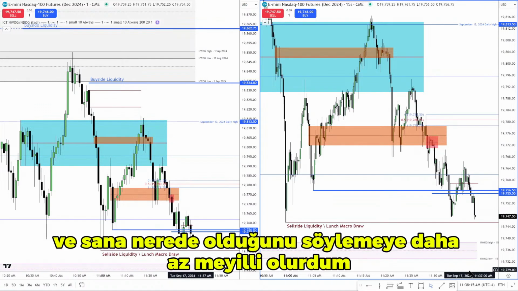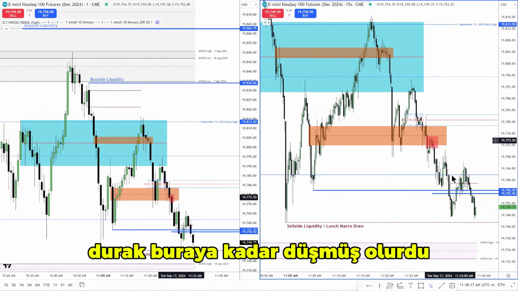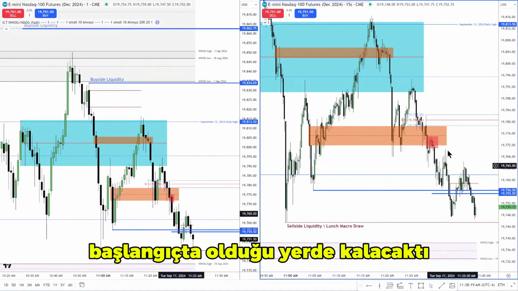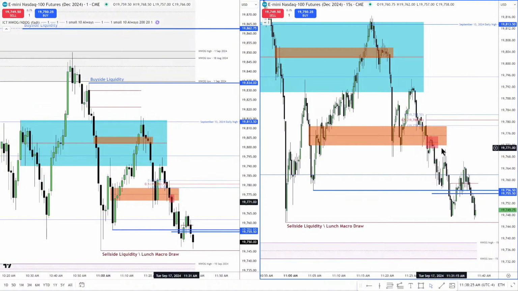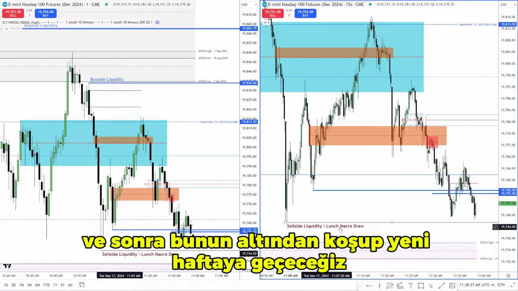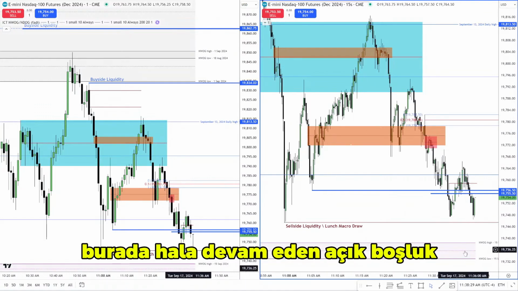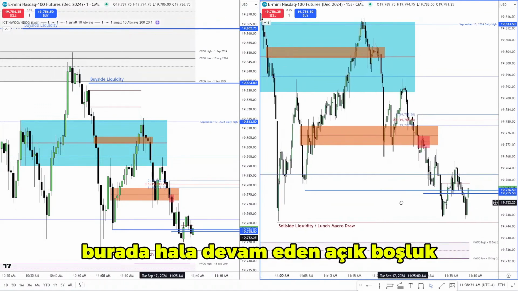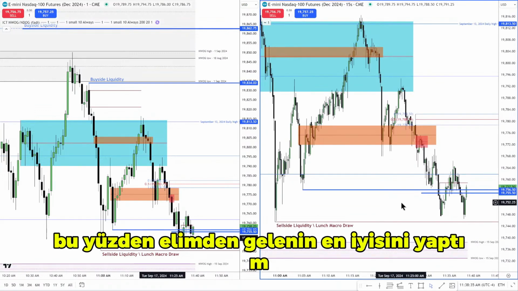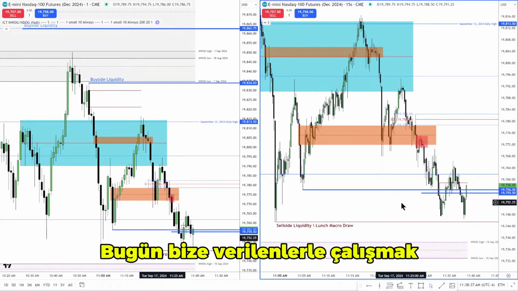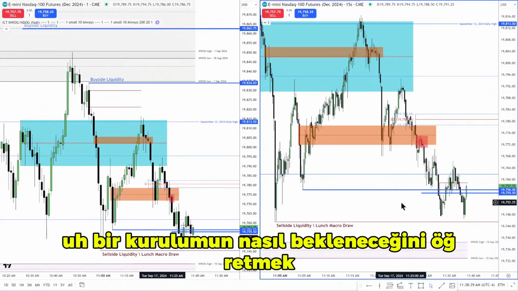And I would have been less inclined to tell you where the stop would have been dropped down to here. That would have stayed at where it was initially. Once it covered costs, it would have stayed there. And then the run below this and into new week opening gap down here, which is still something that could potentially pan out.